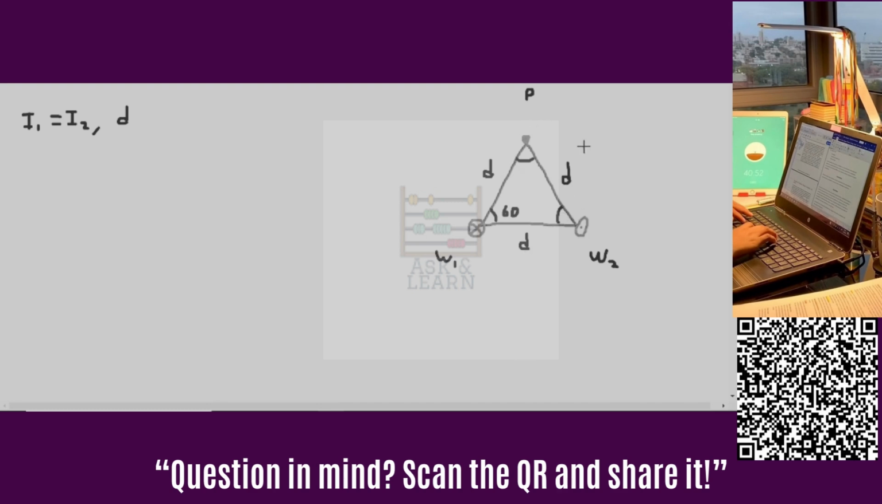Because all these distances are the same, that means all these angles have to be the same, and they all have to total up to 180. So we know that each of these inside angles is equal to 60 degrees.